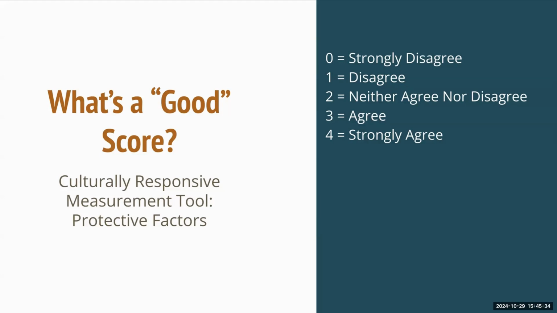As you've seen in the scoring video, all of the questions in the CRMT are scored on a scale of 0 to 4. The closer the average is to 4, the higher the family is scoring on that protective factor. We suggest using your program averages to decide as a team what constitutes a cutoff score based on your goals and how your families are doing on average.